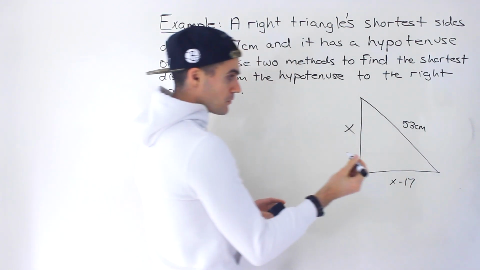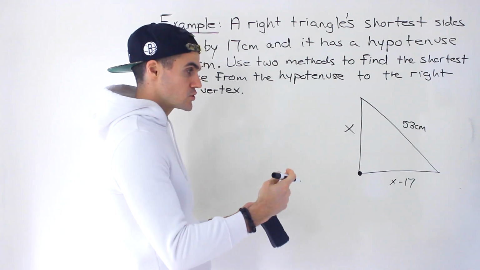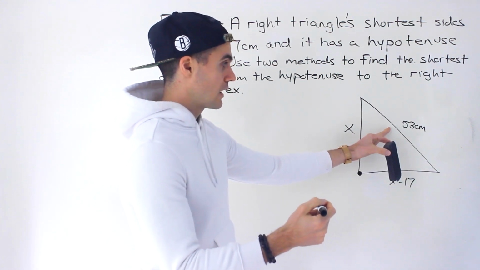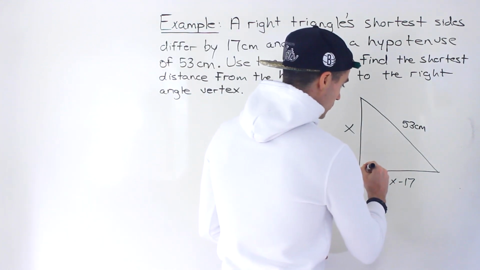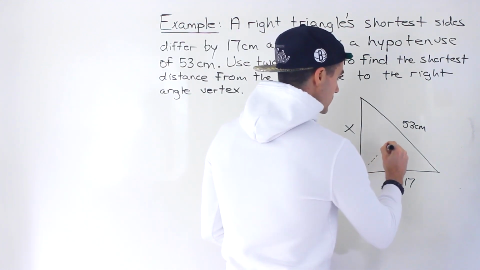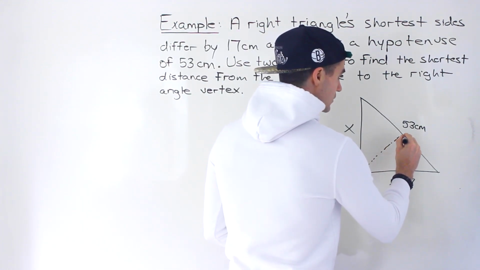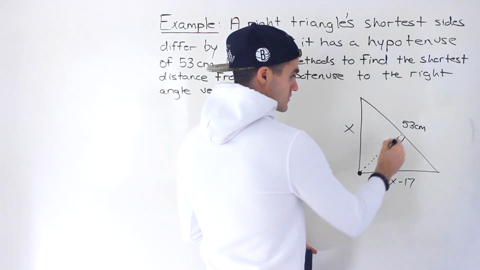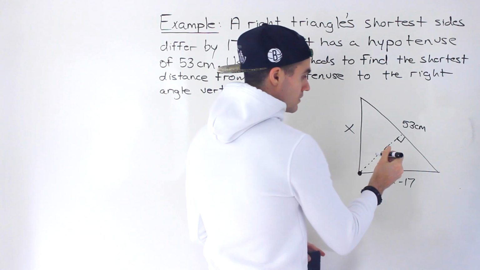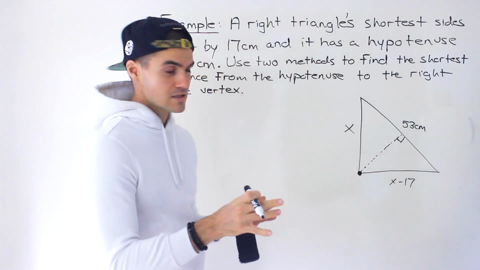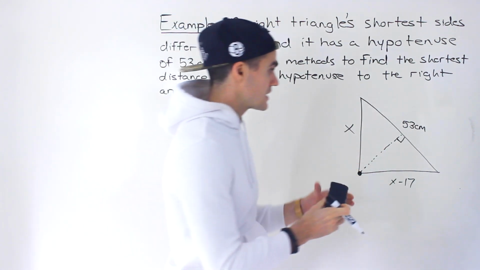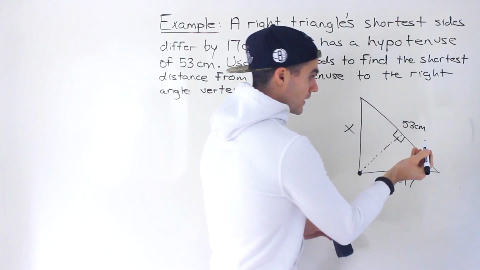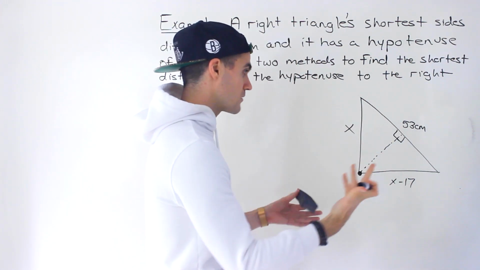Well, if you remember when we dealt with geometry, we were finding the shortest distance from a point to a line. And the shortest distance from a point to a line is always going to be the perpendicular distance, right? And so that's what we have to find here, this distance right here. And there's going to be multiple ways to do that. As you could see, it creates two new triangles that are both right angle triangles. So that's a hint of one of the methods we're going to use.